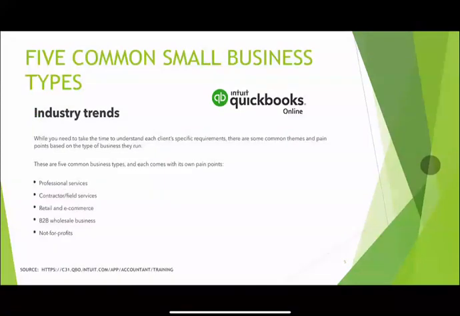Now, the 5 common small business types are professional services, contractor field services, retail and e-commerce, B2B wholesale businesses, and not-for-profit. So these are all the businesses that they have set up for QuickBooks in terms of they have a default chart of accounts for the specific industries. However, the CPA or the certified pro advisor can add or take away the accounts that are specifically for your business. Okay.